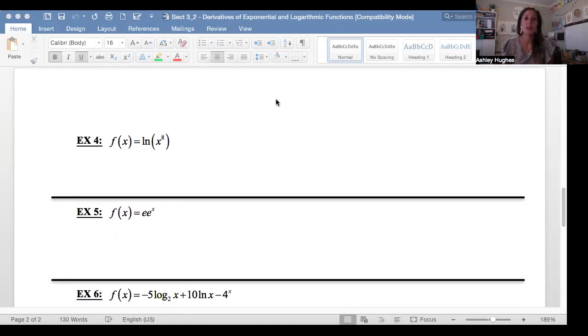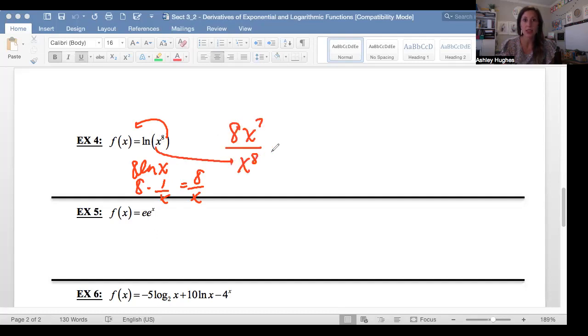Example 4. Okay, so we have 2 options here. We could rewrite it. We could bring this 8 down using that logarithm rule and then take the derivative. So it'd be 8 times the derivative of this, which is 1 over x. Or we could not rewrite it, and we could just take the derivative of x to the 8th, which would be 8x to the 7th, and put it over x to the 8th, and then simplify, where you would subtract. So we still have 8 over x. Either way, you get 8 over x.